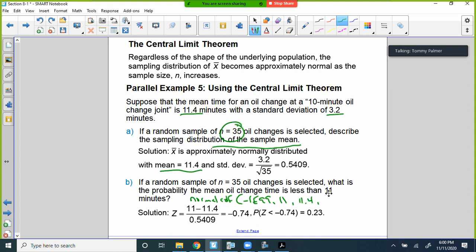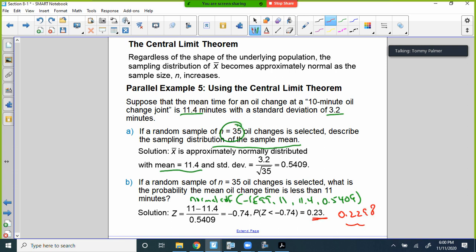11.4, and the standard deviation of x bar, the sample mean, would be 0.5409. I'm just going to type that in real quick on mine, sitting here, not on the screen. You should get the same thing. 11, 11.4, 0.5409. Paste, boom, and you get 0.2298. If you do it by the table, you're getting 0.23.